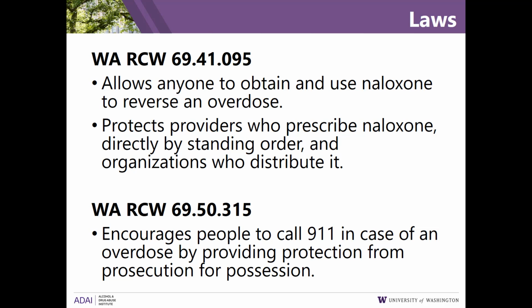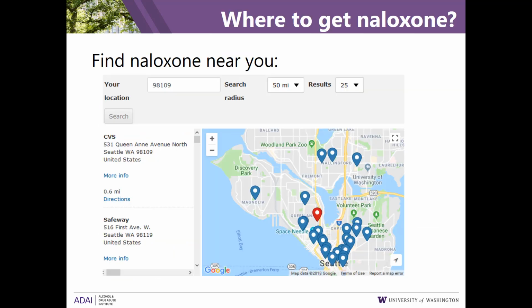These laws are really meant to encourage people to have naloxone, to use it, and to call 911 for an overdose. So, the most important thing to me is that library staff know what an overdose looks like and to call 911 if they suspect an overdose. So it's really, if someone can't be woken up, we know that's some sort of serious medical emergency and you should be calling 911.